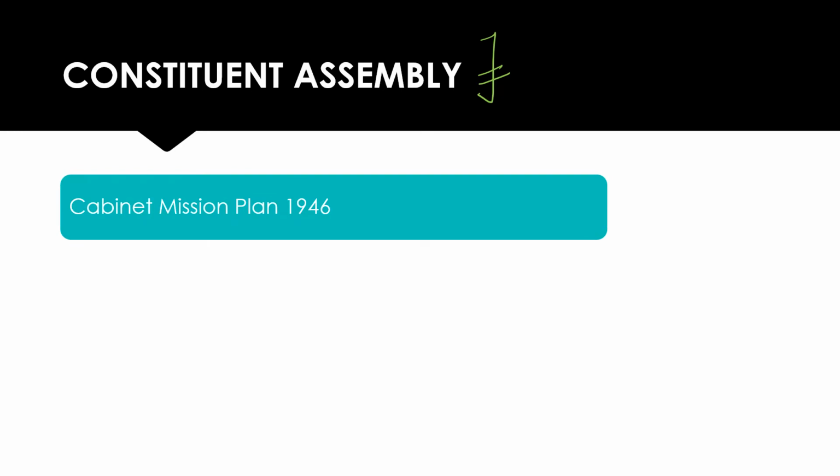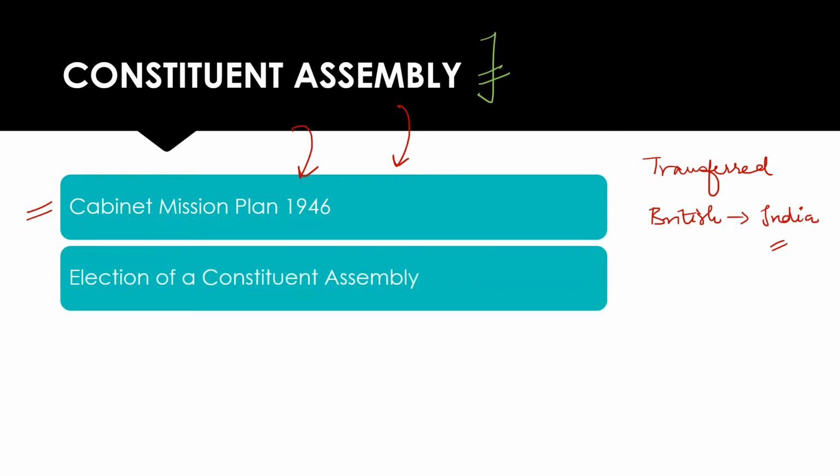The Constituent Assembly came into being as a part of what is called the Cabinet Mission Plan of 1946. So the Cabinet Mission Plan basically came about so that the power could be transferred from the British to India. Of course, the Cabinet Mission Plan wasn't truly a success, but this is to let you know that the Constituent Assembly came about because of it. It spoke of the election of a Constituent Assembly, which means that there were to be members who were to be elected into the Constituent Assembly.